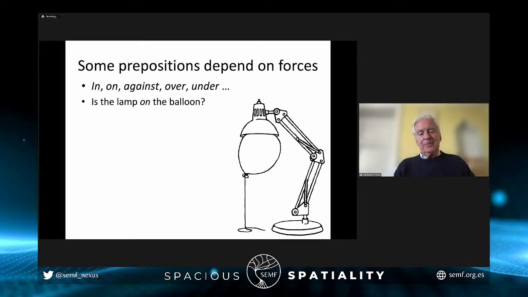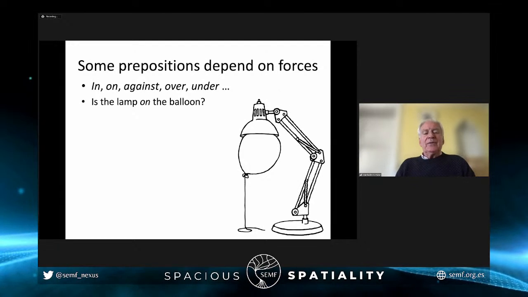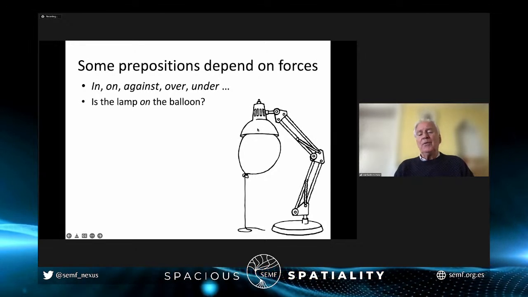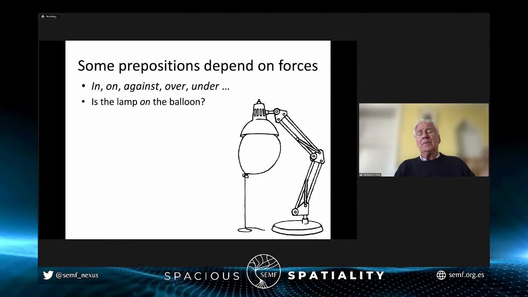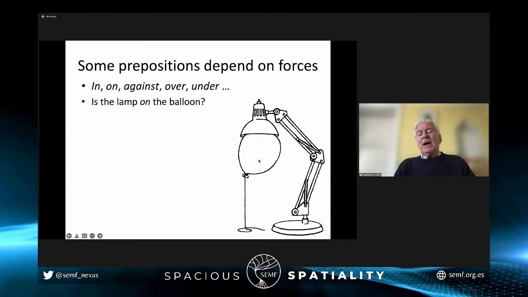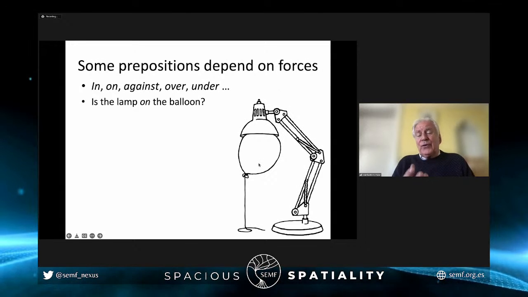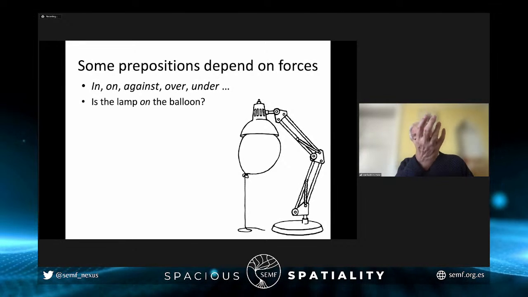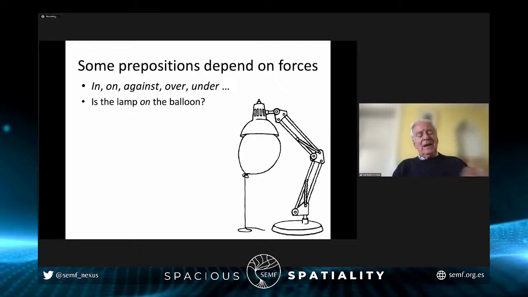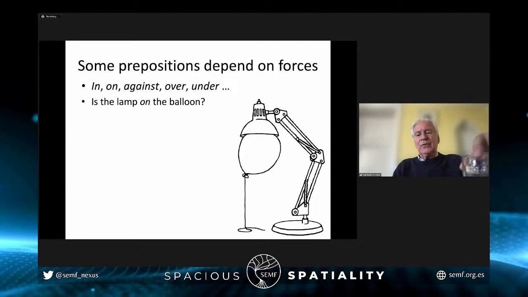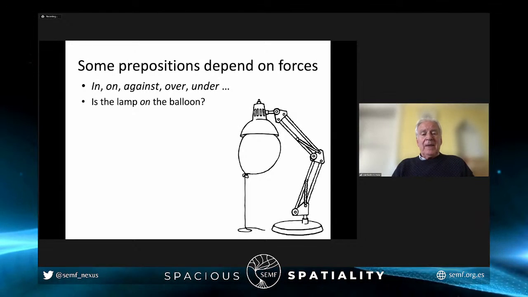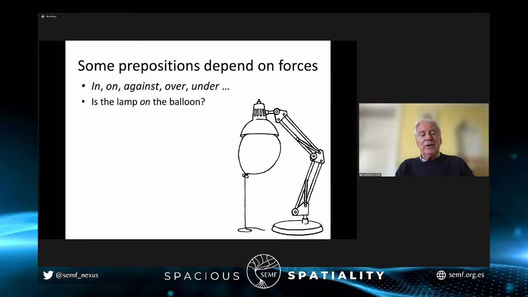Let's do an example with on. So in this picture, would you say that the lamp is on the balloon? Spatially, the lamp is above or on top of the balloon. These are above and on top of, these are spatial prepositions. But I think that most people would find it odd to say that this lamp is on the balloon. And the reason here is that the balloon exerts a force on the lamp from below. And that's not typical of on. Typical of on is when I take this glass of water and I put it on my desk here. Then there is a gravitational force that pulls the glass towards the desk, and that's why the glass is on the table. So for me, on is also a preposition that depends on the force domain.